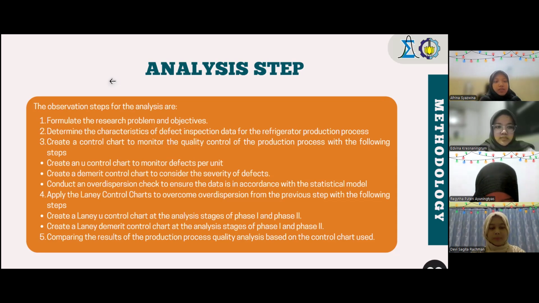And the next step is to apply the Laney control chart to overcome over-dispersion from the previous step, with the following steps. The first is to create a Laney U control chart at the analysis stage of phase 1 and phase 2. And then create a Laney demerit control chart at the analysis stage of phase 1 and phase 2. The last step is comparing the results of the production process quality analysis based on the control charts that were used.